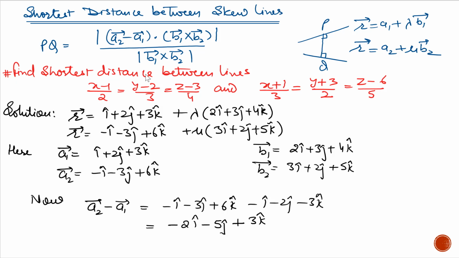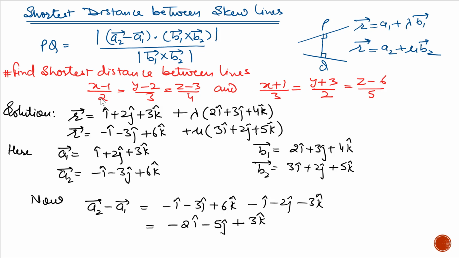Now here we want to find the distance between two given lines, (x minus 1)/2 equals (y minus 2)/3 equals (z minus 3)/4, and (x plus 1)/3 equals (y plus 3)/2 equals (z minus 6)/5. First we rewrite these two equations into vector form.